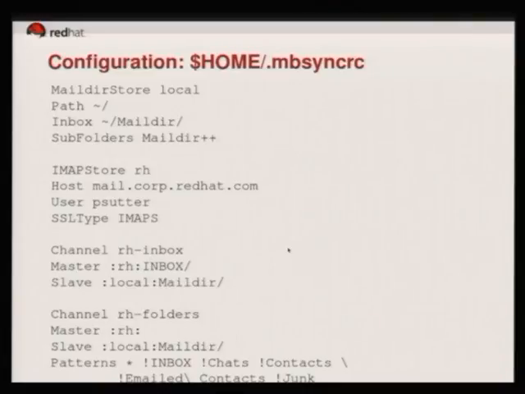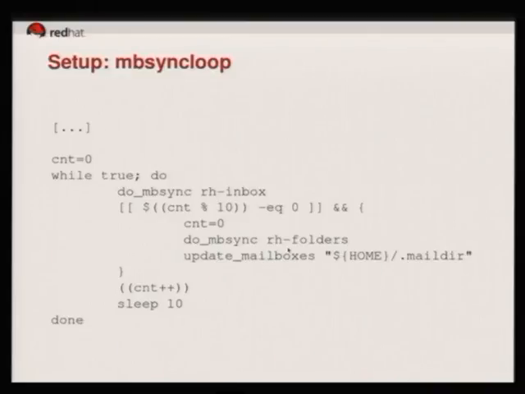And I have two channels. A channel says what to sync from where. One is only for the inbox, and the other is for all the subfolders I have in there, and some patterns because it's Zimbra. I have a shell script which runs mbsync in loops, and that's why I have two channels. The inbox is synced every 10 seconds, and the subfolders only every 100 seconds. Makes totally sense. I want quick email, and it doesn't always pull through everything.